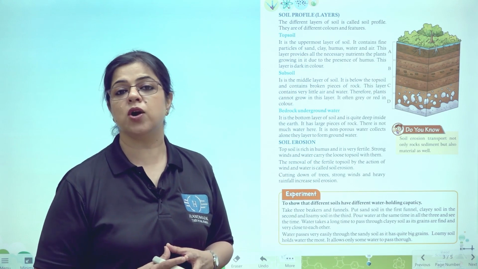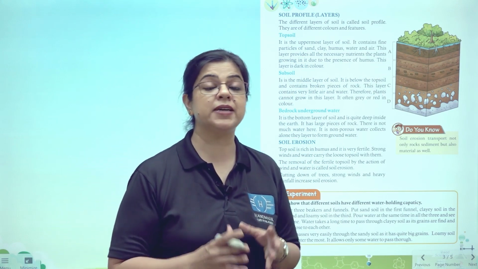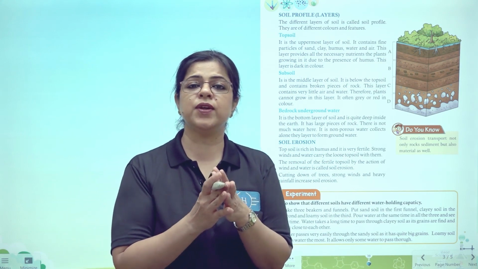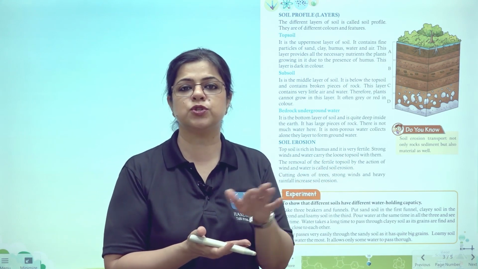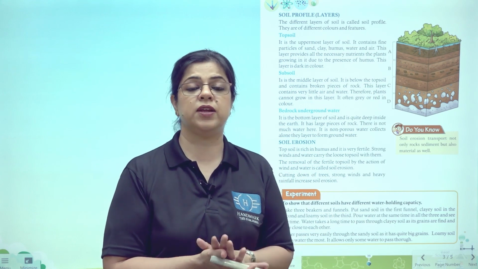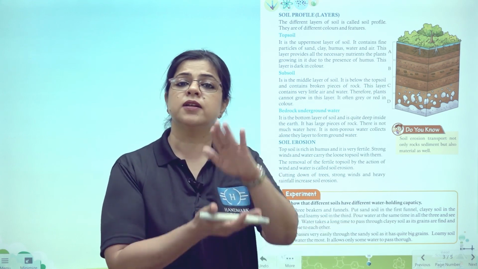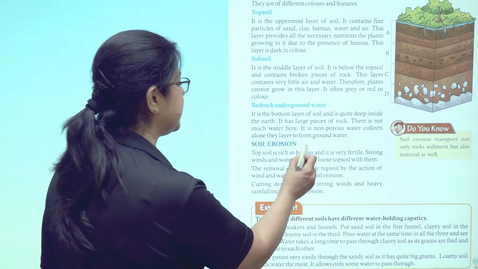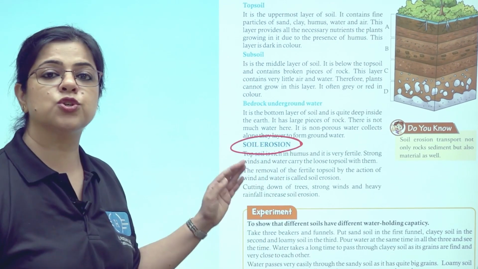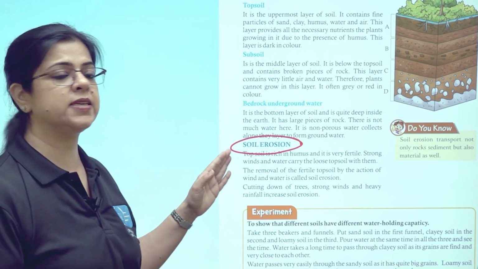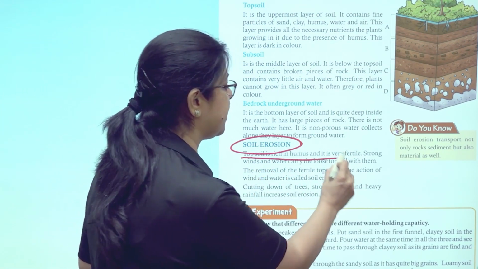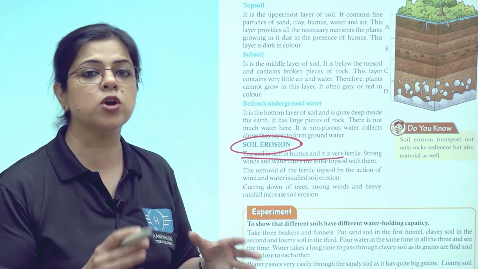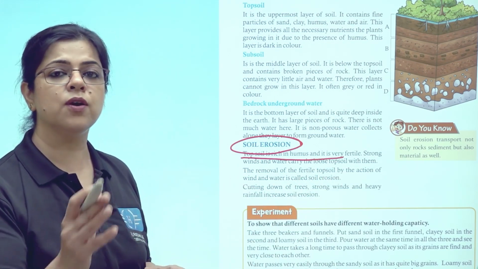The next important concept to understand in this chapter is soil erosion. Now, sometimes you would have seen that when there are no trees on top of the soil, when it rains heavily or when there is heavy wind blowing, the top layer of the soil blows away. This is known as soil erosion. So, soil erosion is a process in which the top layer of the soil, which is humus, is blown away or washed away by wind or water.